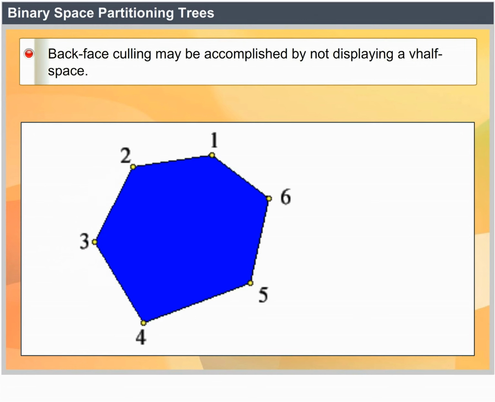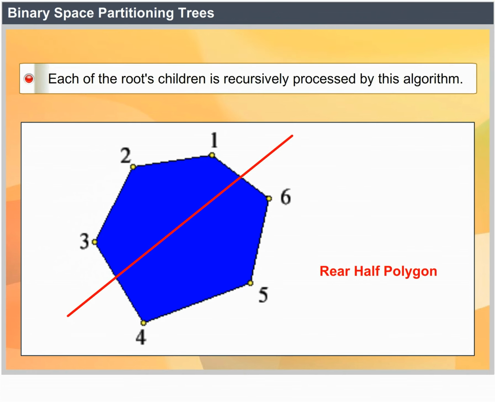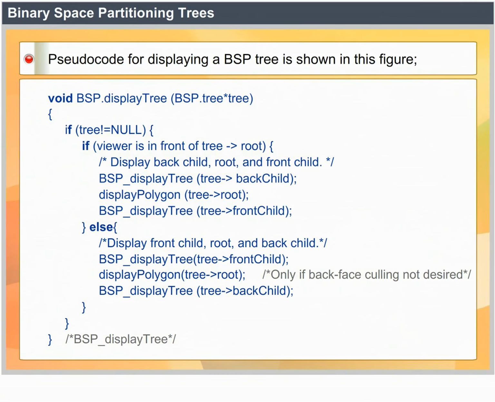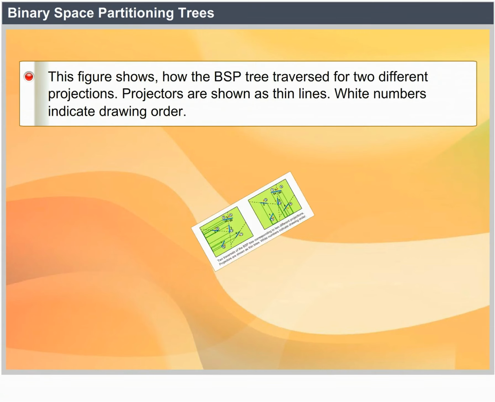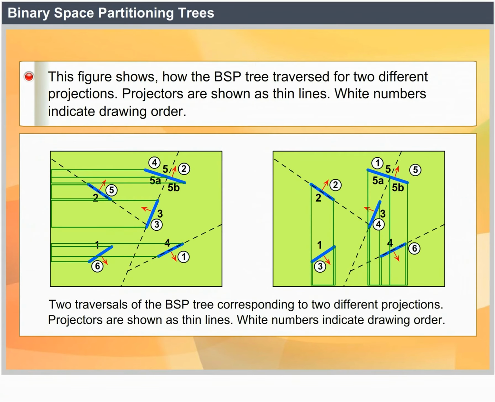Back-face culling may be accomplished by not displaying a polygon if the eye is in its rear half space. Each of the root's children is recursively processed by this algorithm. Pseudocode for displaying a BSP tree is shown in this figure. This figure shows how the BSP tree is traversed for two different projections. Projectors are shown as thin lines. White numbers indicate drawing order.